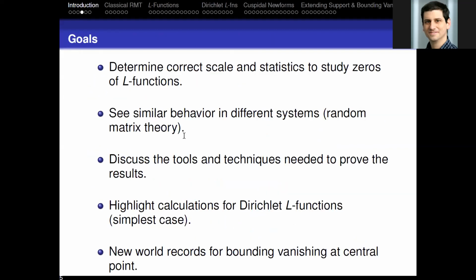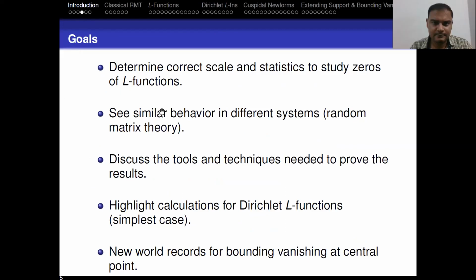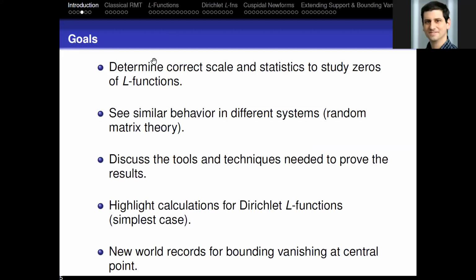So what I want to do today is just show you that a lot of these questions can be boiled down to trying to figure out what is the correct scale to study and what is the correct statistic to look at for a variety of problems relating to zeros of L functions. We'll see very similar behavior in many different systems. I'll discuss a little bit the tools and techniques needed to prove these results.